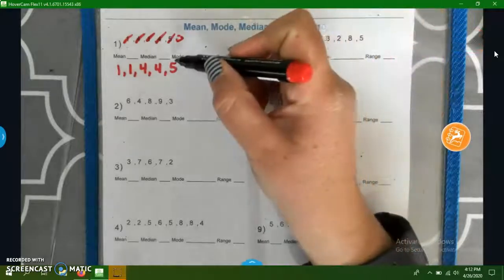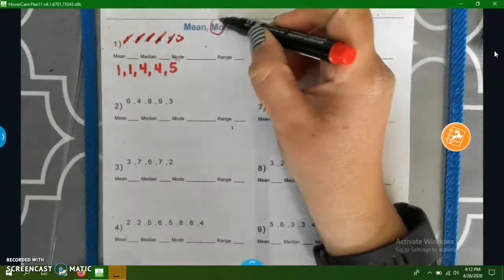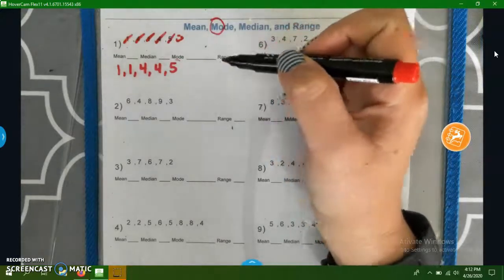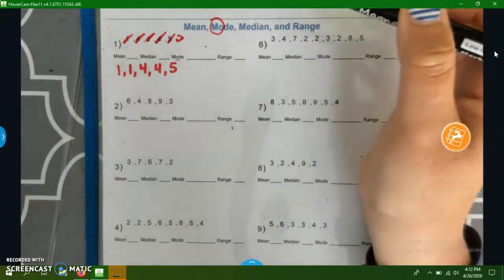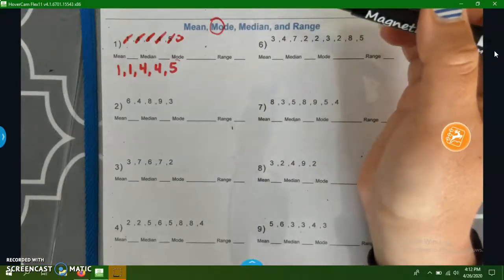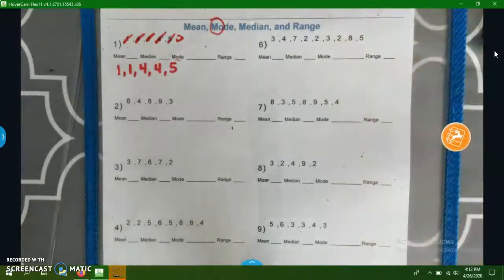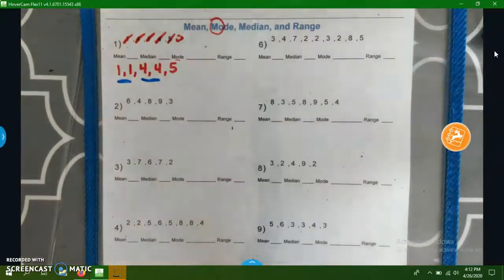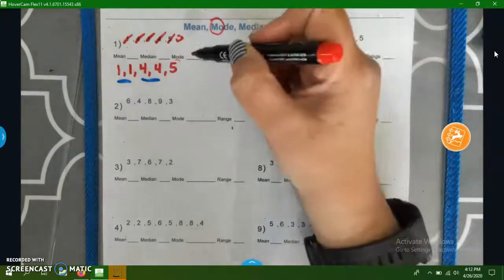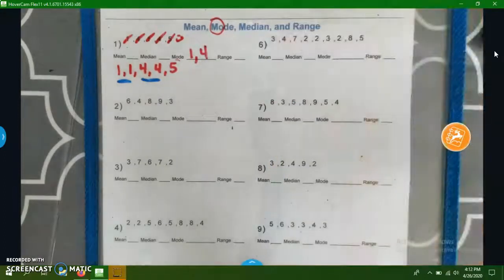I like to start with the mode because it's the easiest, and we can remember that mode is the one that happens the most. It is the only one that you're allowed to either have no mode or a tie. So for this set of data, what would be our mode? We're looking for the ones that occur the most. We can see there's 2 1s and 2 4s. So our mode here, you could either say none, no mode, or you could say that there's a tie and there are 2 modes, 1 and 4.